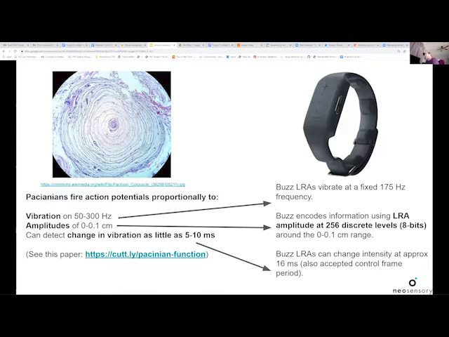So if you encode 0, that means the LRA is off. If you encode 255, that means the LRA is vibrating as strongly as the system allows it. And you can perceive this whole range.